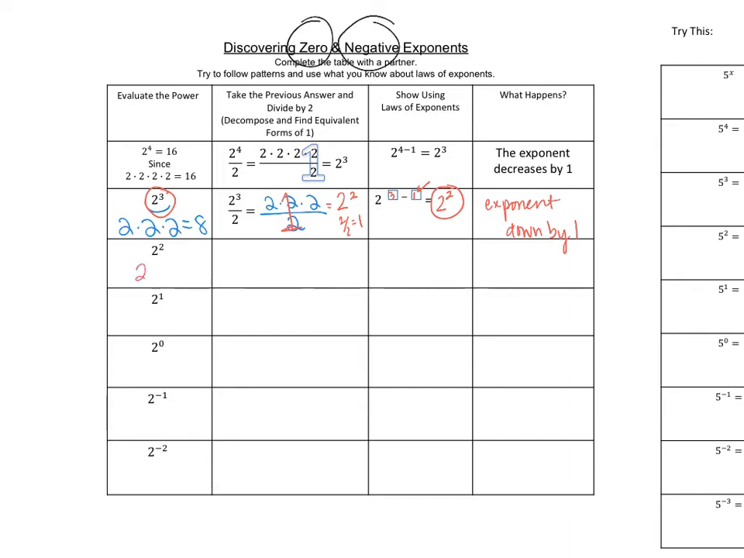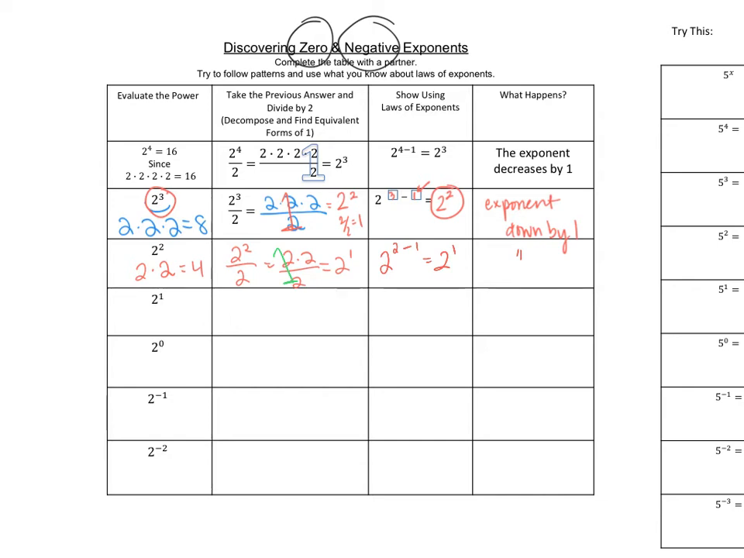So 2 squared is 2 times 2, which is going to be equal to 4. If we take 2 to the second power and divide out by a 2, that's 2 times 2 divided by 2, which will be 2 to the first power. Again, we're looking at a 1 going on because we have a 2 divided by 2. Using exponent rules, that's 2 to the second minus 1, which is 2 to the 1. And again, our exponent is down by 1.